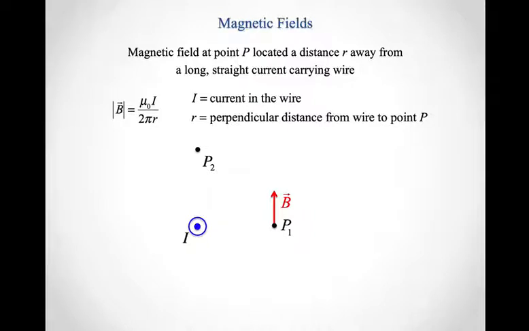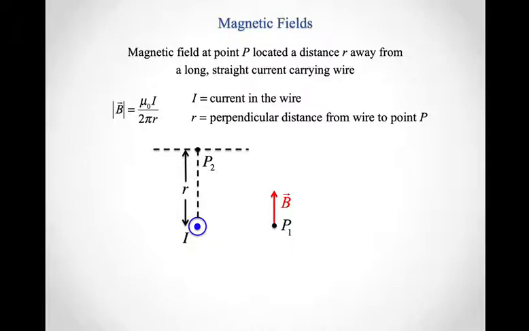So let's look at P2 that's sitting up above the wire. Well, again, the current still points out. I can draw in the line from the current to the point. I know that the magnetic field has to be perpendicular to the plane defined by the current and the line running to the point, which means in this case that the magnetic field has to lie along a horizontal line because the current and the line to the point define a vertical plane running in and out of the screen.